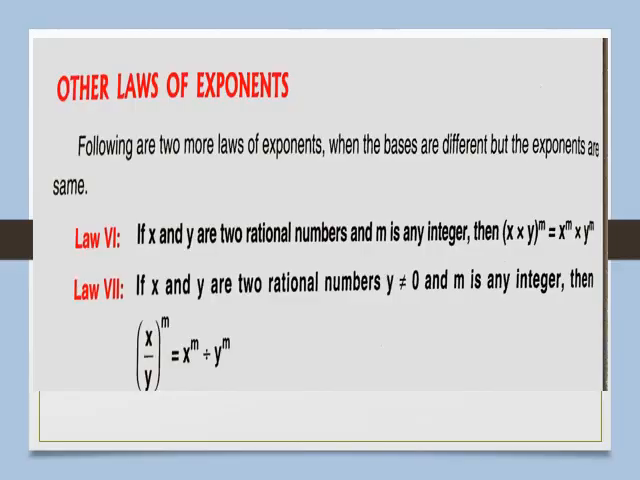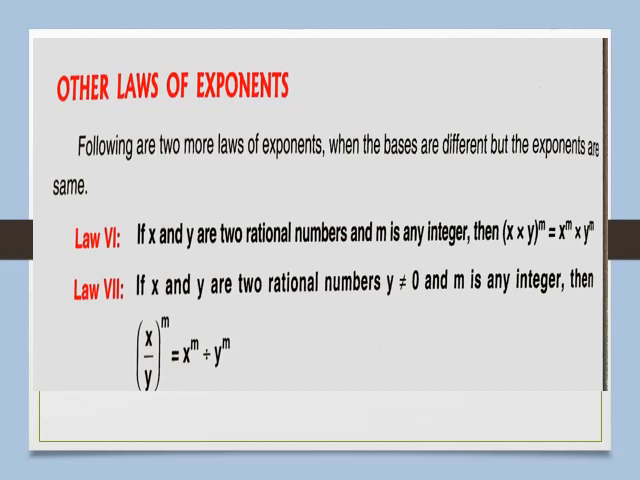See here, law 6th. If x and y are two rational numbers and m is any integer, then (x into y) whole raised to the power m, here the bases are different and the power is same. So we can write these as x raised to m into y raised to m. Means we can write the separate powers for each number though the bases are different.